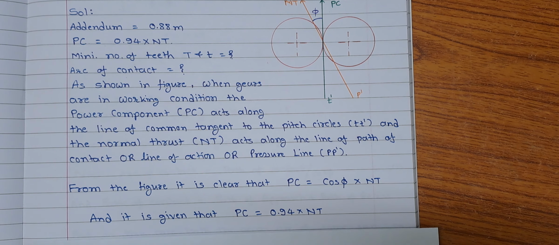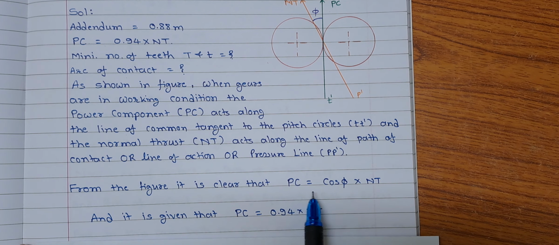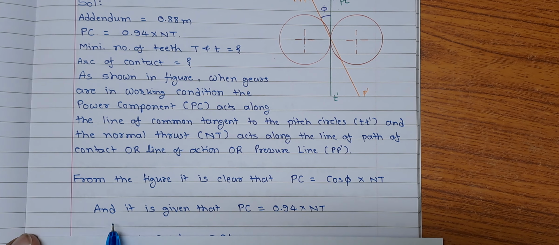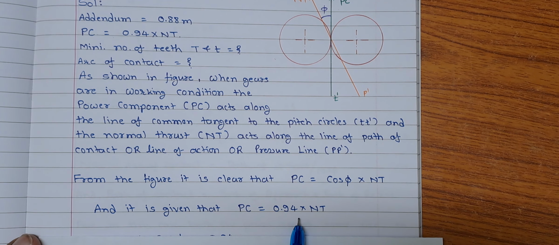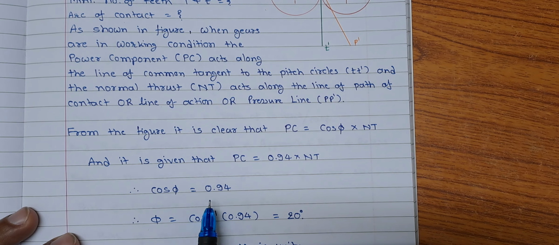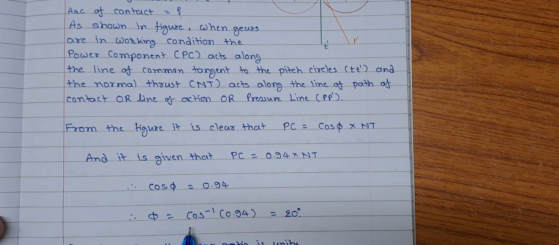So from the figure we can write that power component PC is equal to cos phi into normal thrust NT, and in the data it is given that PC is equal to 0.94 NT. So we can write cos phi is equal to 0.94, and hence phi is equal to cos inverse of 0.94, and that gives 20 degree.